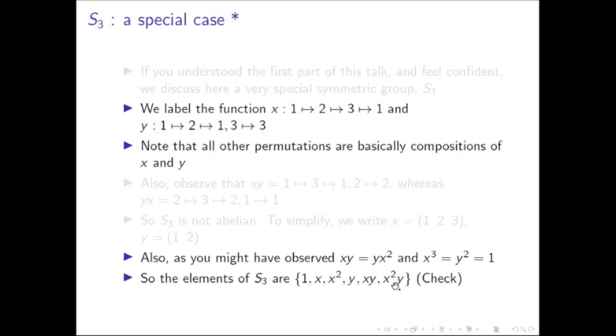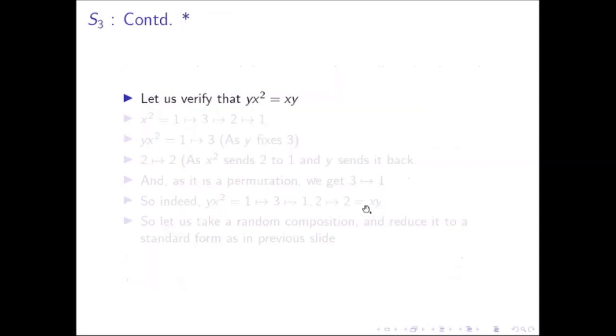Indeed, x square y is the same as yx. By this property, you can show that x square y is the same as yx. That justifies when we said that yx and xy are different elements. So let us verify yx square is equal to xy.